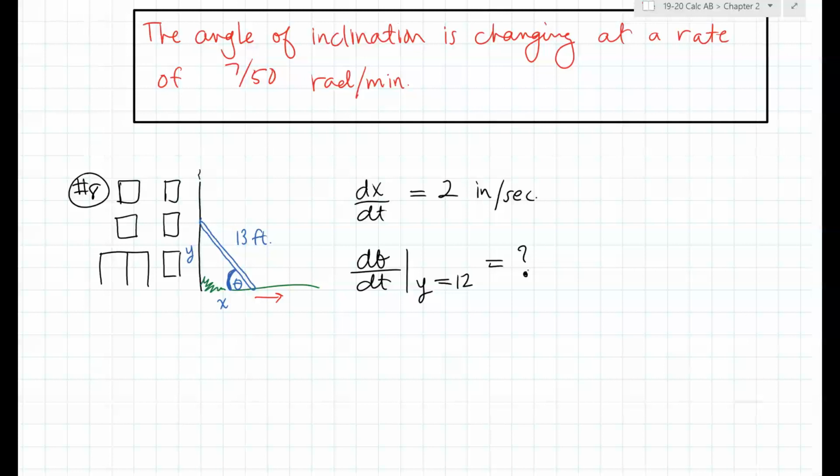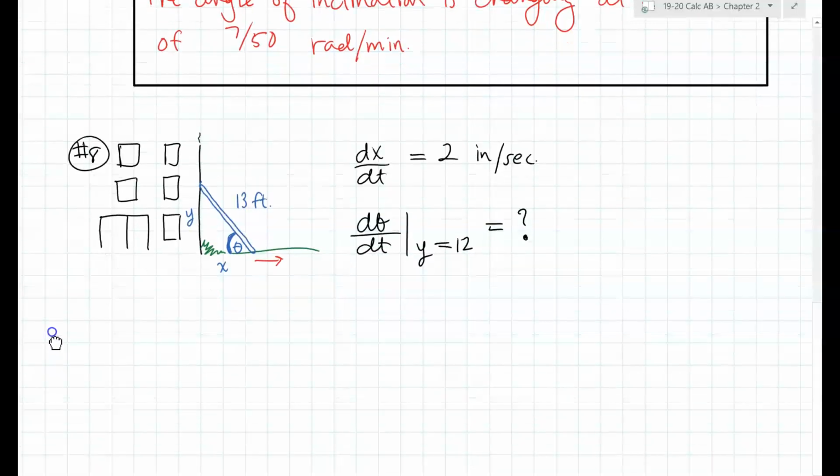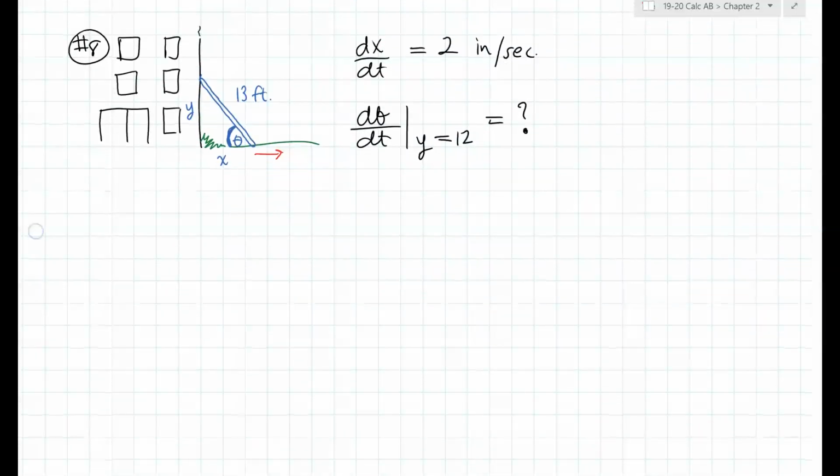So what equation should I use? I mean, what shape are we dealing with? Triangle. You notice we've got an x, a y, and a hypotenuse, right? So which equation? Pythagorean. Yeah, we're going to use Pythagorean. So x squared plus y squared equals 13 squared.